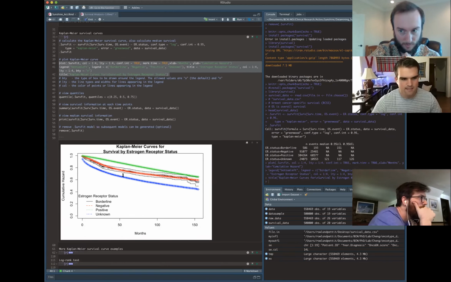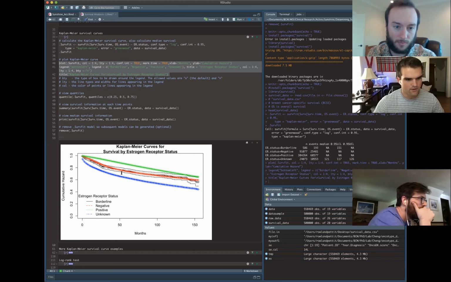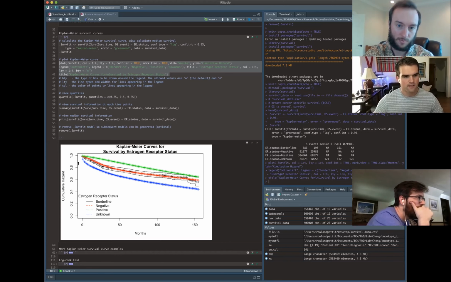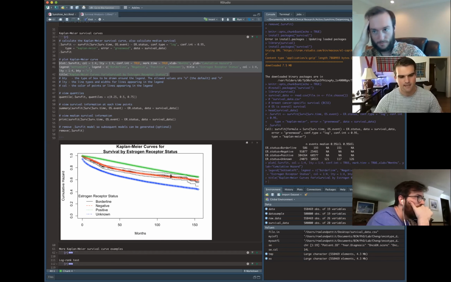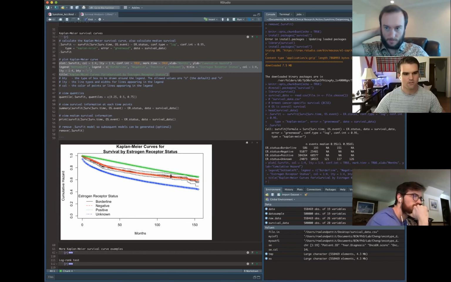Since this is such a big data set, the confidence intervals are very small for the green, the blue, and the red. The only one where the confidence intervals are wide is this borderline. So with fewer patients, you would see larger confidence interval lines outside, which you can think of like a t-test. If the curves and the confidence intervals don't overlap, it's probably pretty likely that those curves would be significant in terms of survival that you observe.